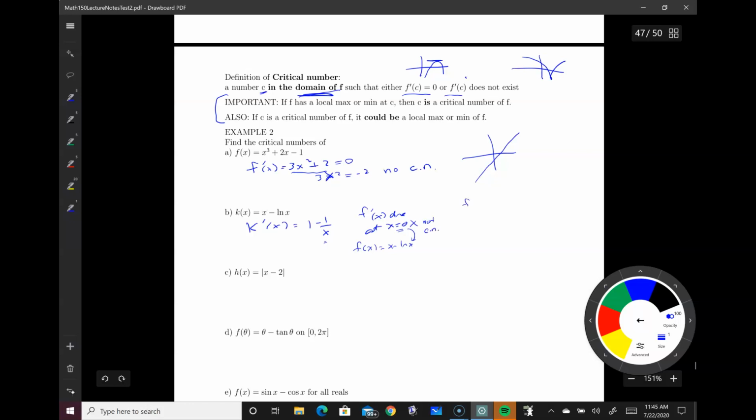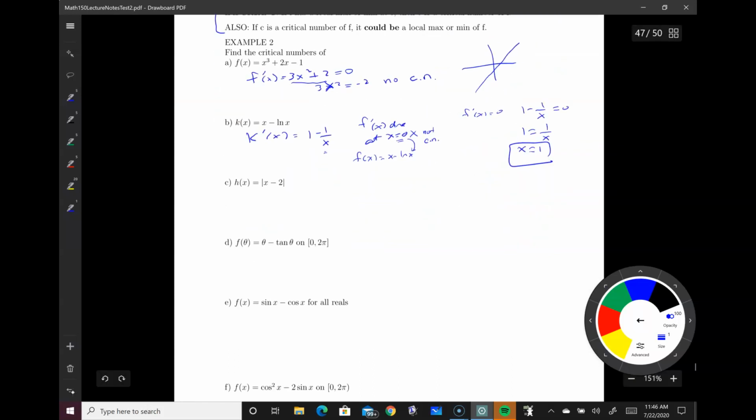All right, so where is the derivative equal to 0? If I set 1 minus 1 over x equal to 0, I get 1 equals 1 over x, so I get x equal 1. That is in the domain of the function, so this is the only critical number.